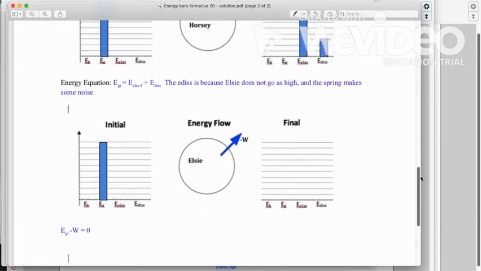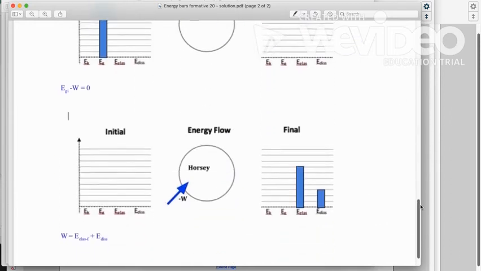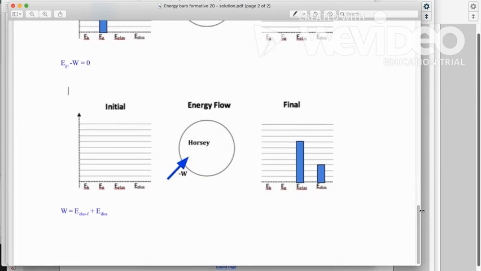Another possibility you could have is that if you only had Elsie as the object, she does work on the horse. So the energy is going to leave the system and be put into the horse. So you have EG minus work equals nothing. I would try not to use work quite yet unless you need to, because it is probably the more confusing way to draw energy bars at this point in time.